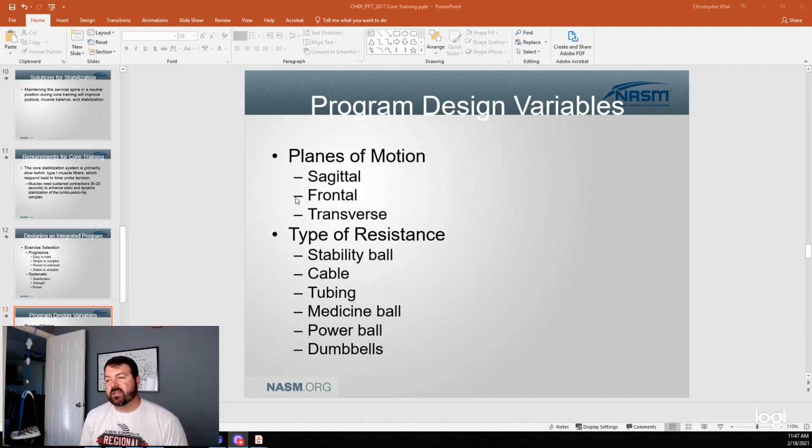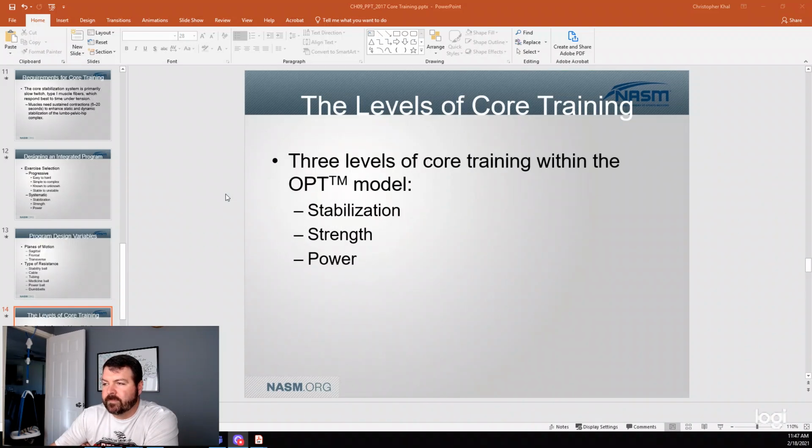Tap resistance, stability ball, cables, tubing, medicine ball, power ball, dumbbells, body weights, whatever it is. Okay. Usually with core, you have to keep it pretty interesting because it can get really, really boring. But it's also really good to do it with someone else. Usually run the same level as them to kind of push them a little bit. So 3 levels that we'll talk about. Again, stabilization, strength, and power.